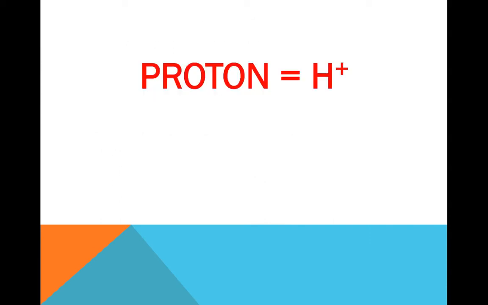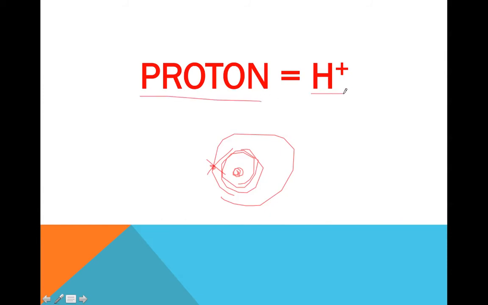Well, if we think about it, really a proton is just a H plus, right? Hydrogen normally is a proton in the center, right? One proton with one electron on the outside. So if you remove that electron and it becomes H plus, the only thing you are left with is this sole proton in the center. So that's why a proton really is just a hydrogen ion.